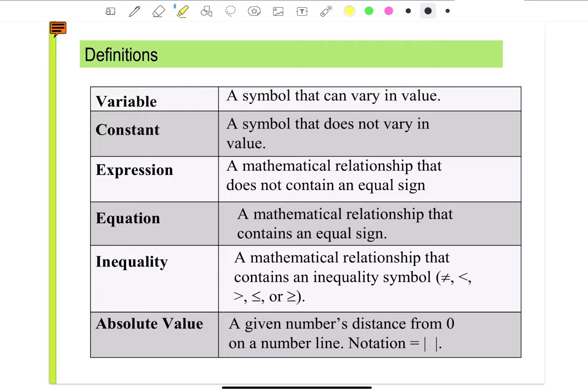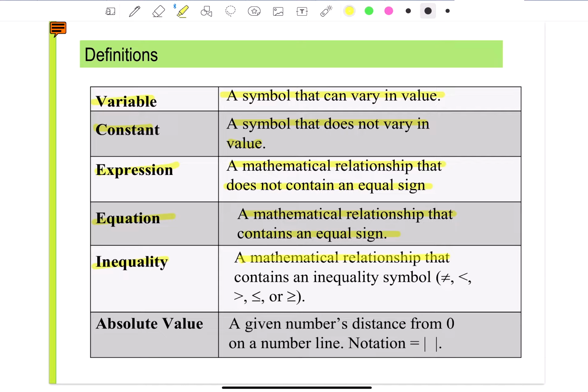Real number system and Cartesian coordinate plane. Some definitions. A variable is a symbol that can vary in value. A constant is a symbol that does not vary in value. An expression is a mathematical relationship that does not contain an equal sign. An equation is a mathematical relationship that does contain an equal sign.